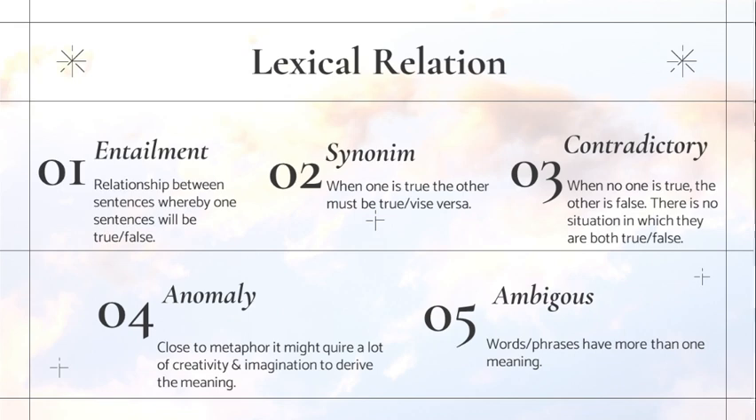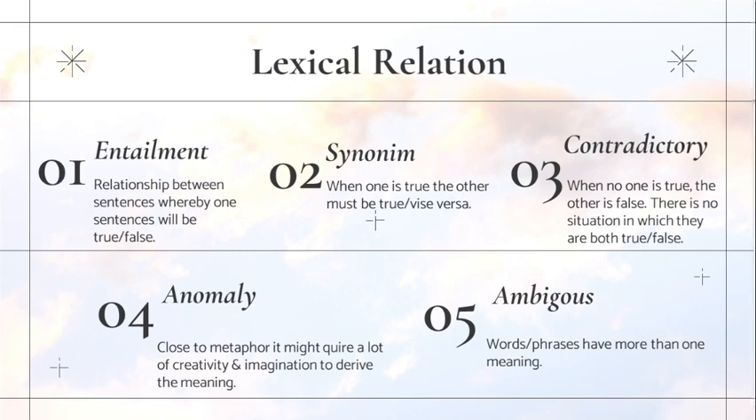And for anomaly. Anomaly relates to metaphor or kinds of figurative language. It might require a lot of creativity and imagination to derive the meaning. It is called anomaly because it is a problem at the word level as semantic. For example, walls have ears and time is money.